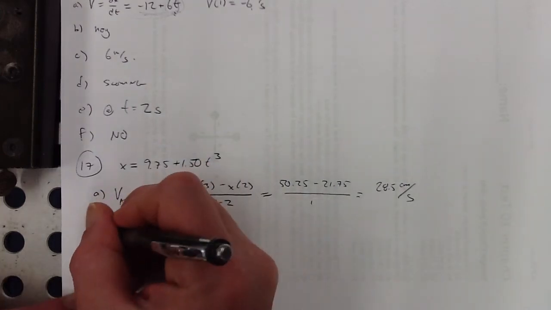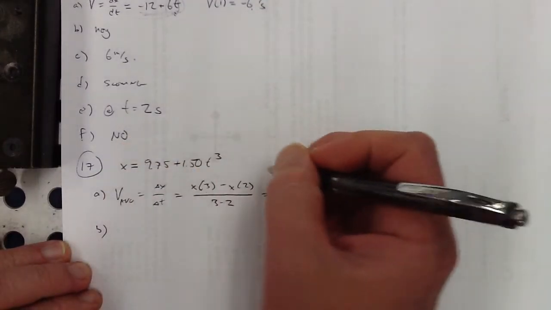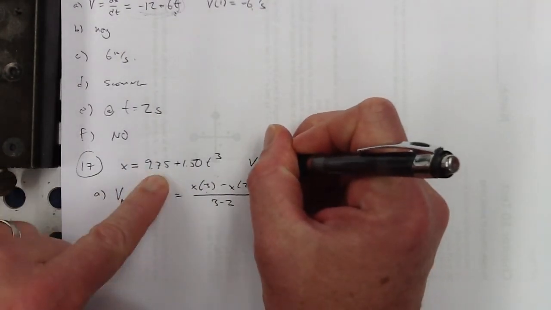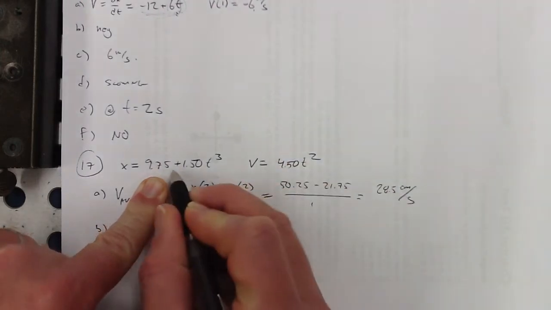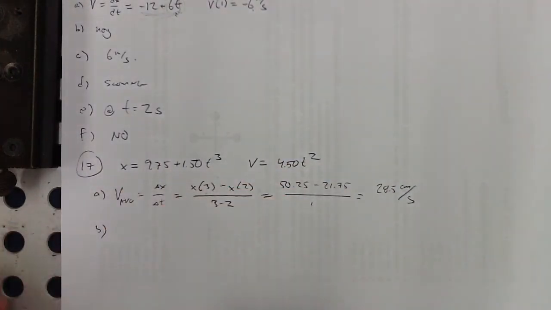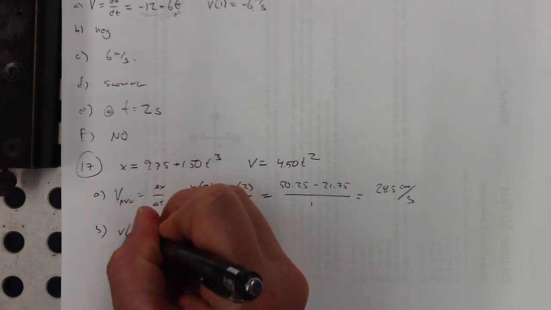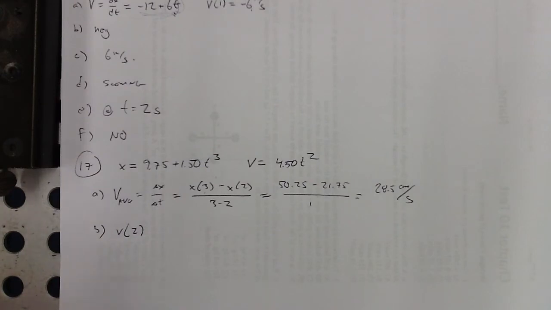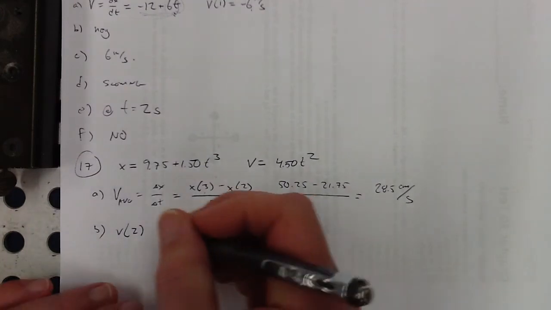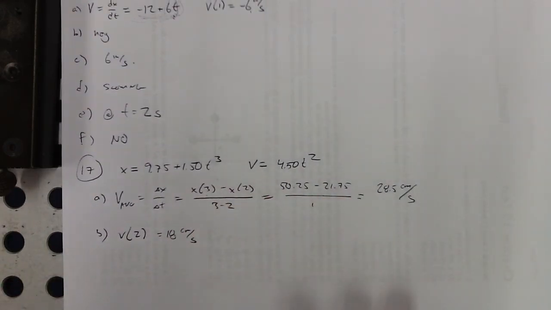Okay, B, they would like to know what is the instantaneous velocity at time 2. Well, the instantaneous velocity, the derivative of this, that goes away, power rule on that. So the velocity at time 2 is 2 squared is, let's see, 4 times 4.5, 18 for B.